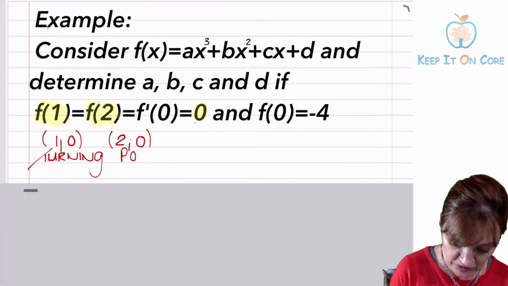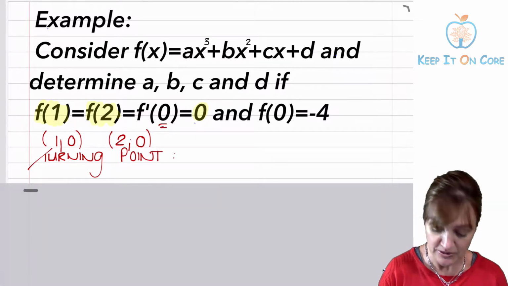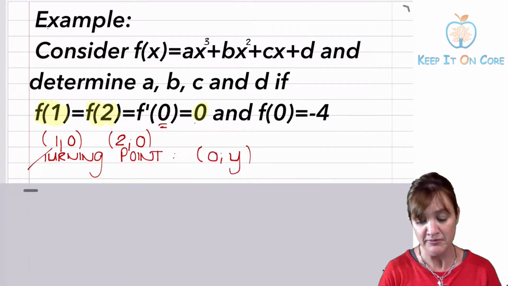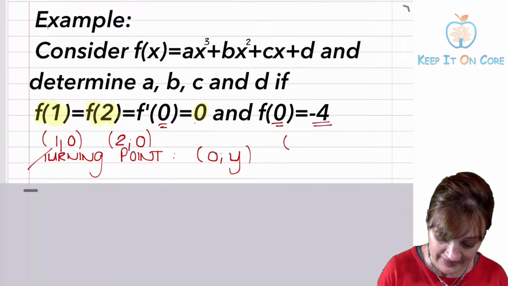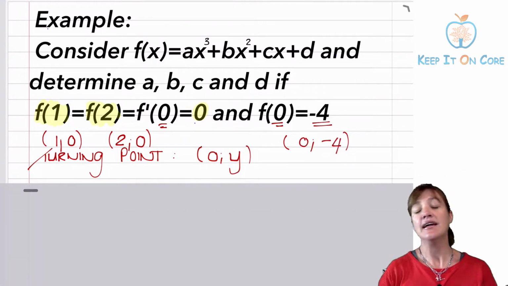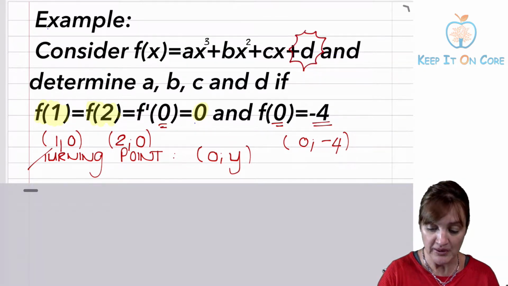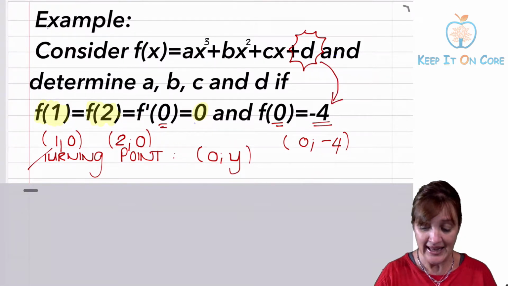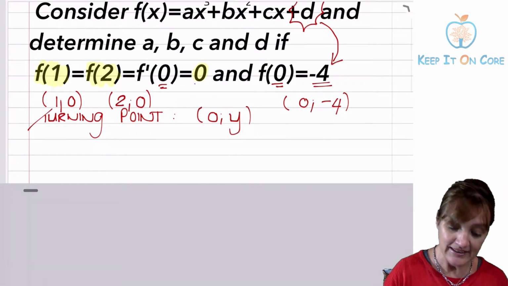Okay, and where your turning point is, we know that the x coordinate is going to be 0. I don't know what the y coordinate is though. And then finally I've been told that where x is 0, y is -4, and that is your y-intercept. Now if you've got a cubic function, do you remember that your constant term, the one at the end over there, always represents your y-intercept? So in fact, without any working out, I already know that d is -4. So let's substitute that in.